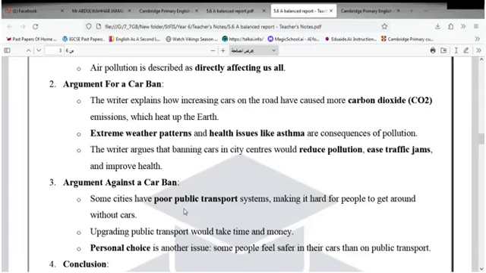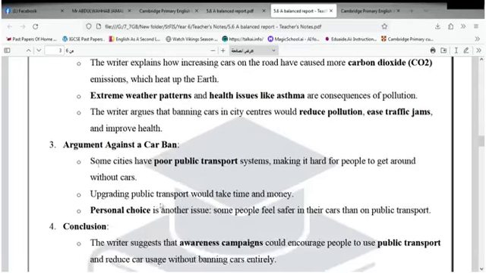Okay, what about the other people? On the other hand, I have arguments against the car ban because some cities have poor public transport system and it is difficult for people to get around without cars. They don't have metros, they don't have buses, they don't have that much roads. And upgrading public transport would take time and money as well. So using cars could be better.